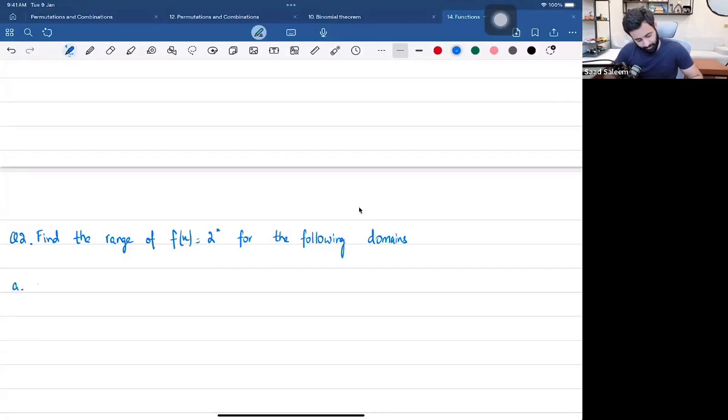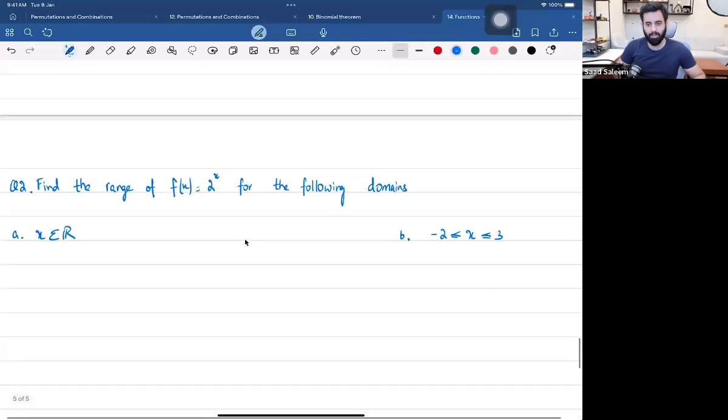Part A, x belongs to the set of all real values. Part B, once again, we're going to restrict ourselves slightly, and we're going to do it from -2 to 3. Now, I'm sure you guys know what an exponential curve looks like. Can 2 power x ever be negative? Can you plug in a value of x which gives a negative result?